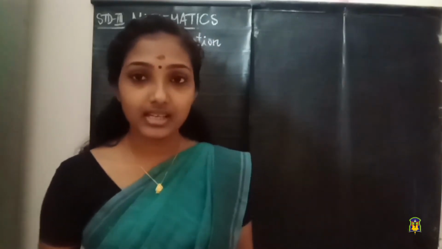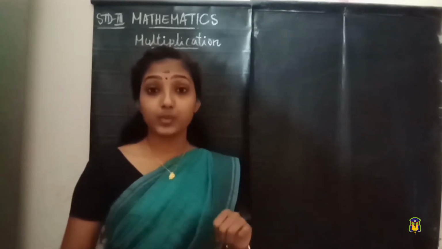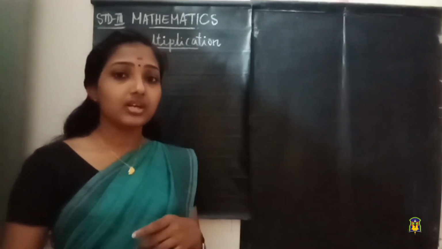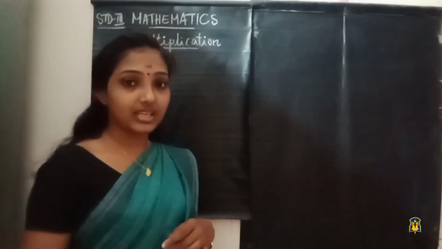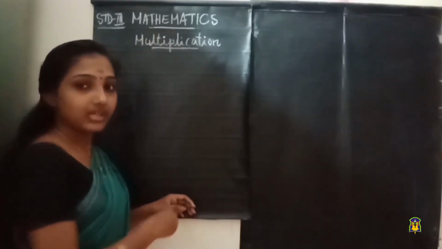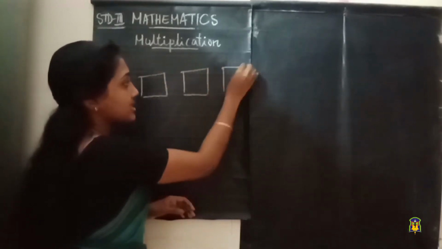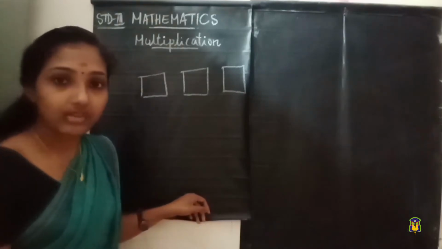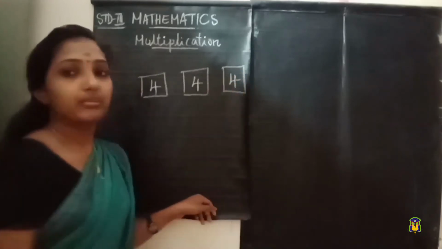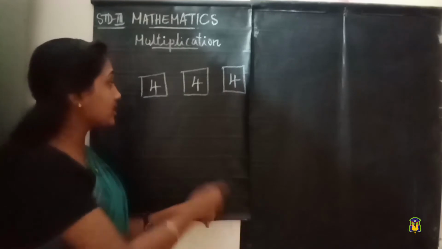So what did Rohan tell? He has three boxes and in each box he is putting four mangoes. Do you know, children, how many mangoes he has in total? Let's check it. Rohan has three boxes, and in each box he is putting four mangoes. Then how many mangoes does he have in total?